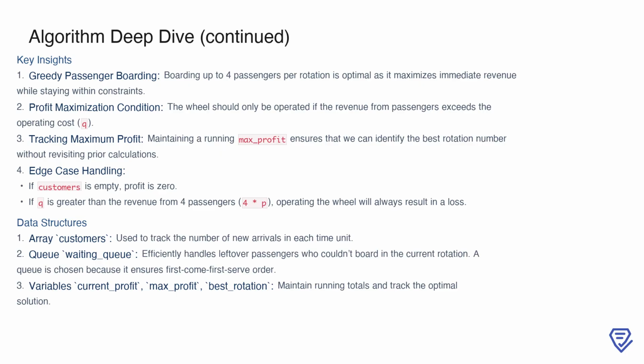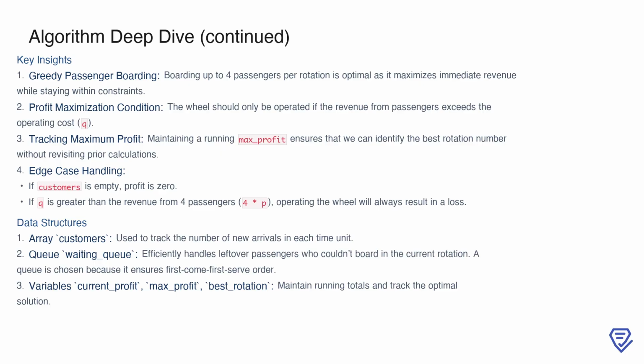It's also important to consider edge cases. For instance, if the customers array is empty, the profit will naturally be zero, as there are no passengers to board. Similarly, if the operational cost Q exceeds the revenue from 4 passengers, operating the wheel will always result in a loss, and the best strategy would be to avoid running it altogether.